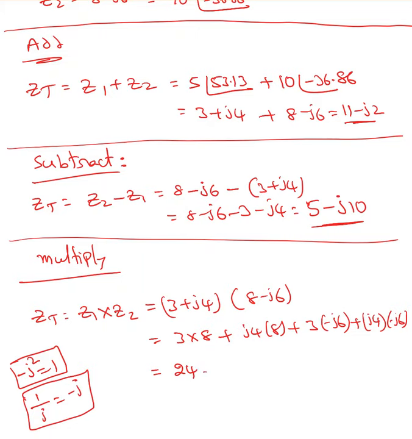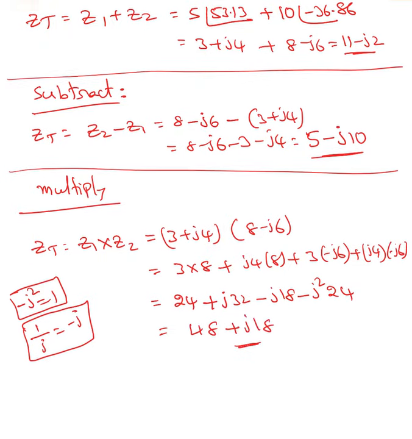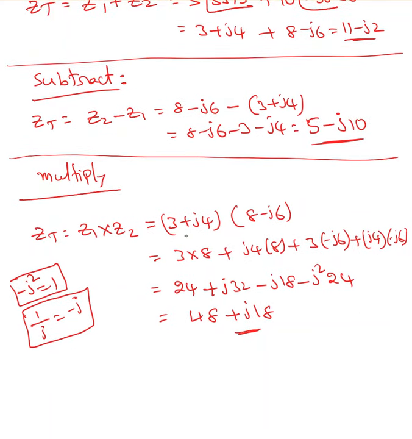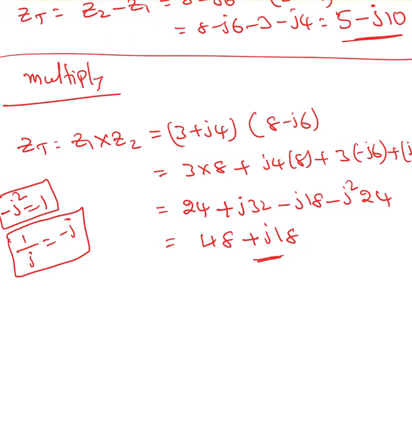So 24 plus j32 minus j18 minus j squared 24. As I mentioned, minus j squared is nothing but 1. So 24 plus 24 is 48, plus j14. When you multiply two complex numbers in rectangular form, it's a little bit difficult, a lengthy process. I'm going to do this when they are in polar form, z1 times z2.